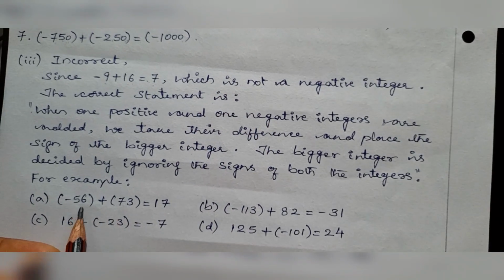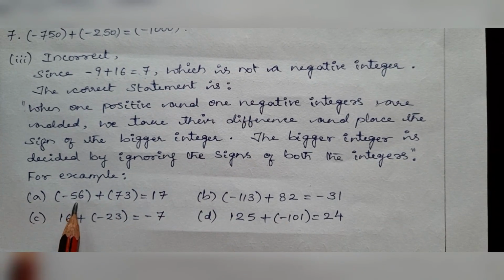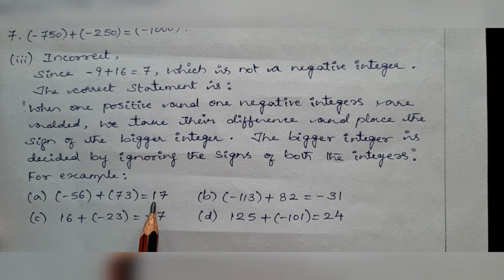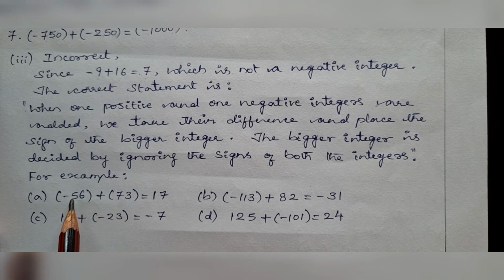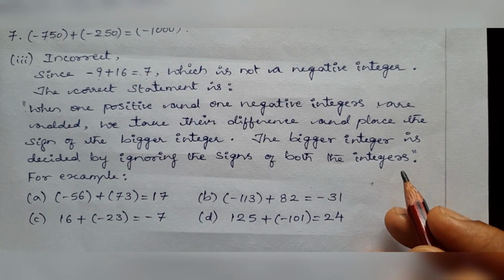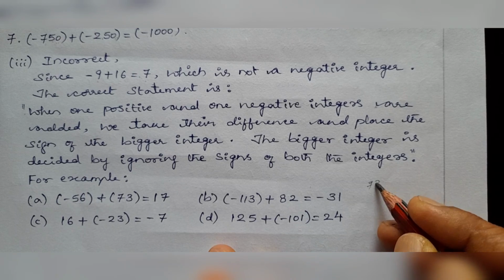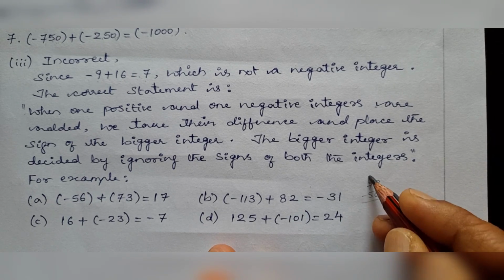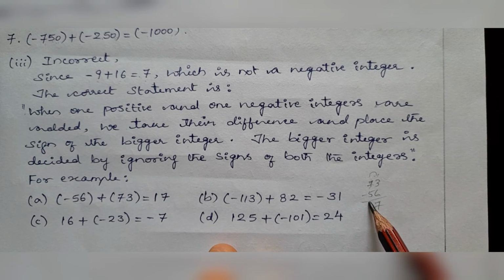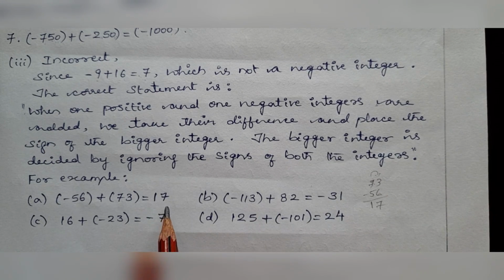For example, minus 56, this is a negative integer, plus 73, this one is the positive integer. So the result will be a positive integer. 73 minus 56, take one borrow here, 13 minus 6 is 7, so the remaining value is 6. 6 minus 5 is 1, so 17 is the answer.